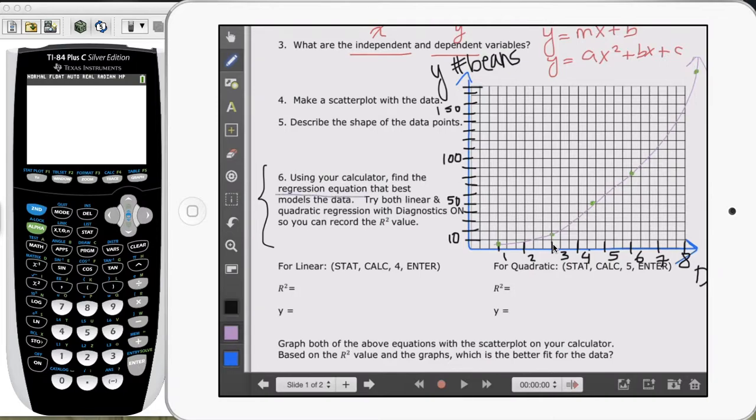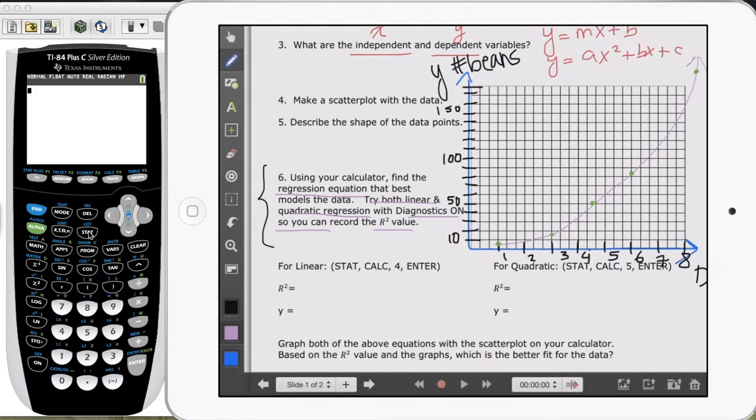They didn't tell us whether it's a quadratic regression or a linear regression. We have to find that out. Now we need to try both of them then. And we have to turn the diagnostics on, and we need to record something called the R-square value, okay? So what does that mean? So let's go to our calculator.